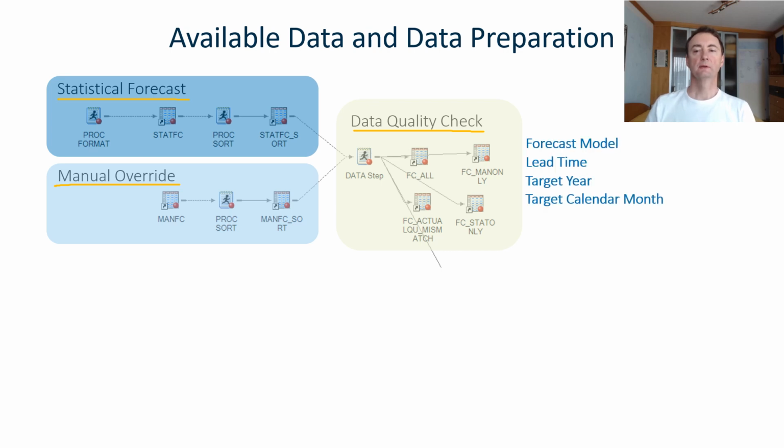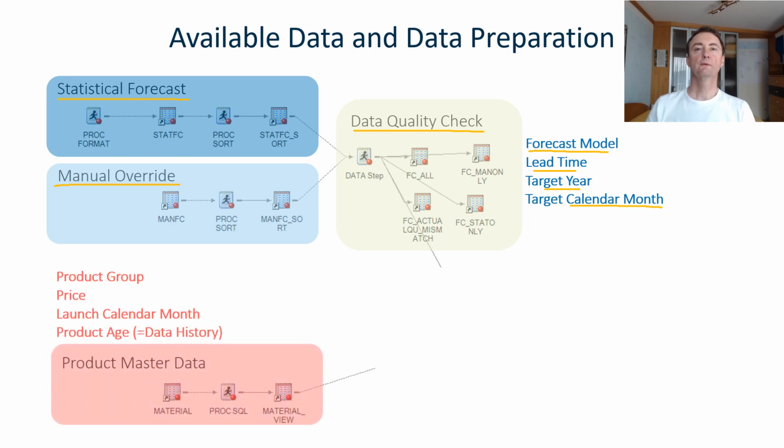Here we use features like which forecast model has been used. Is it an ARIMA model? Is it an exponential smoothing model? Is it a regression model? For how many months in the future has the forecast been created? What is the target year? And also very important, because of seasonal cycles, what is the target calendar month for which the forecast is generated?